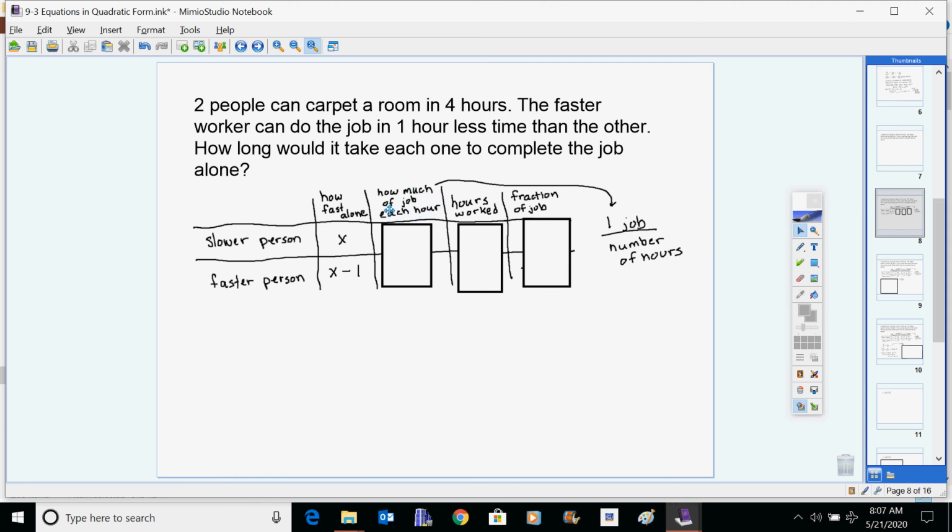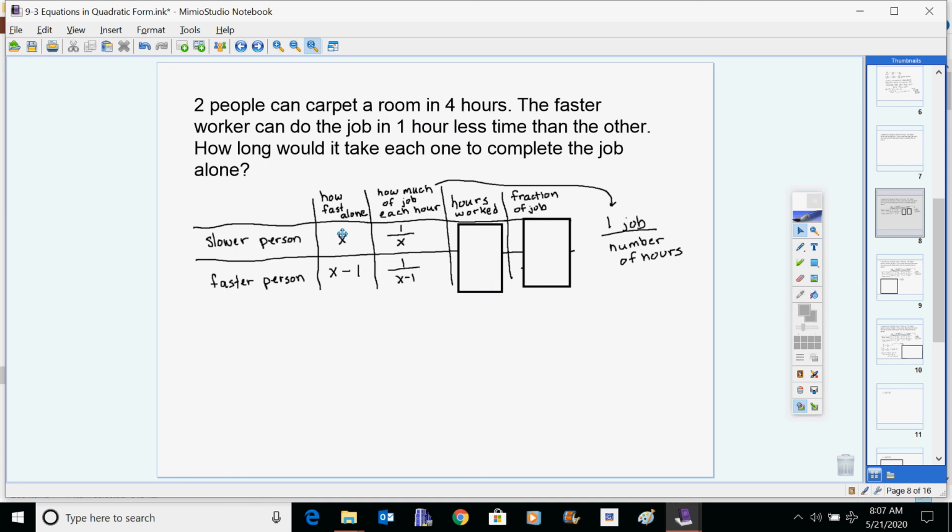How much of one carpeting job gets done in each hour? That is one job divided by how many hours it takes. So if this person took 5 hours, in 1 hour it would be 1/5 of the job getting done. If it was 10 hours, it would be 1/10. So 1 divided by however much time it takes to do one job.